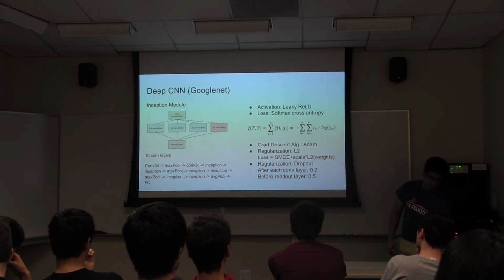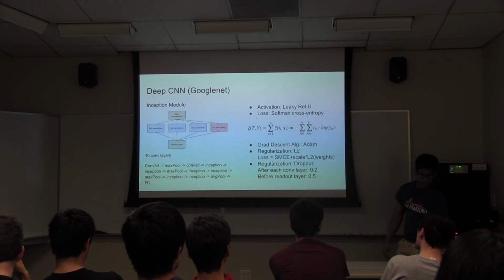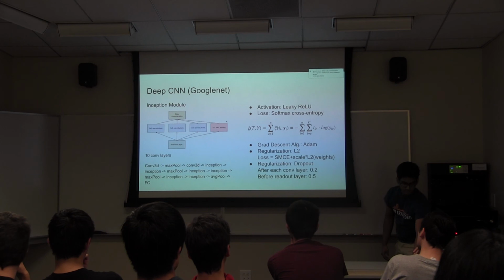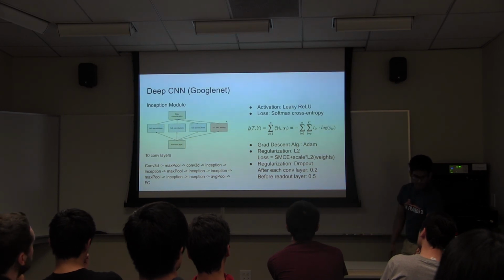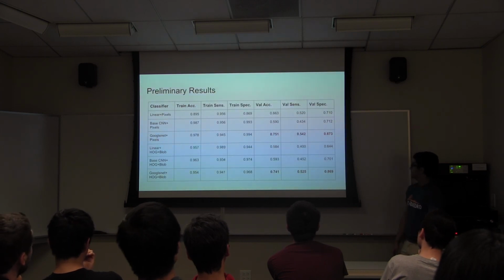And the advantage of GoogleNet is it has this inception module, which is a trick they use to have a lot of layers, but minimize the parameters and make it more efficient. I'm also doing regularization because I observe a lot of overfitting, so dropout and L2. And these are the results thus far. I'm still training GoogleNet. It's taking a while to train, but GoogleNet seems to be performing the best.